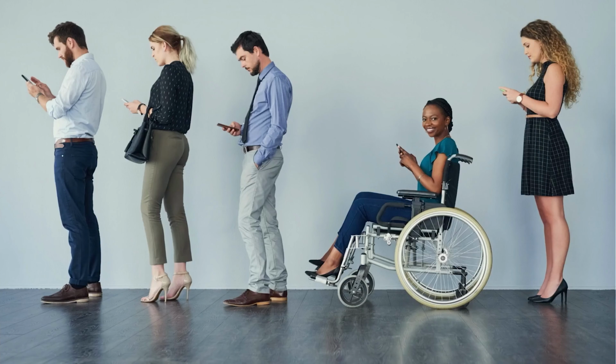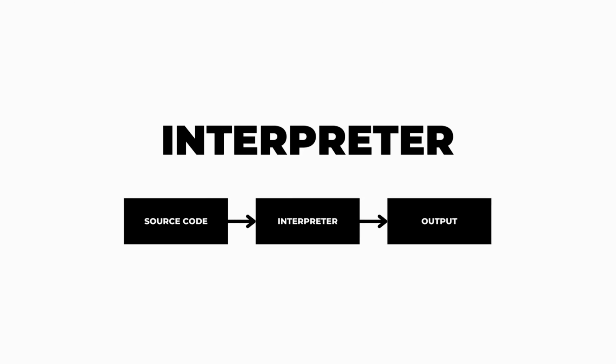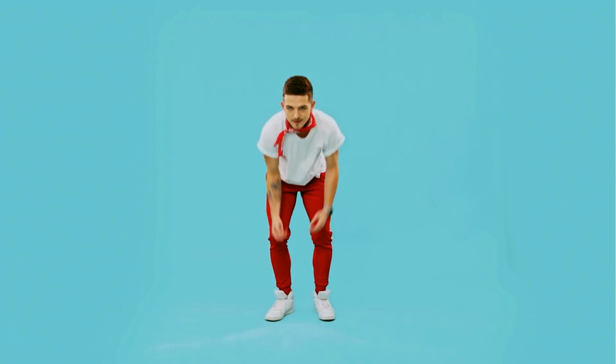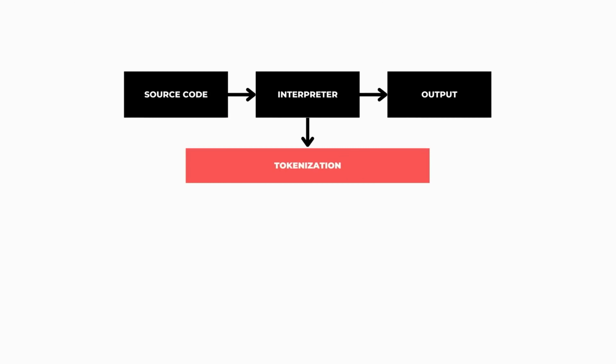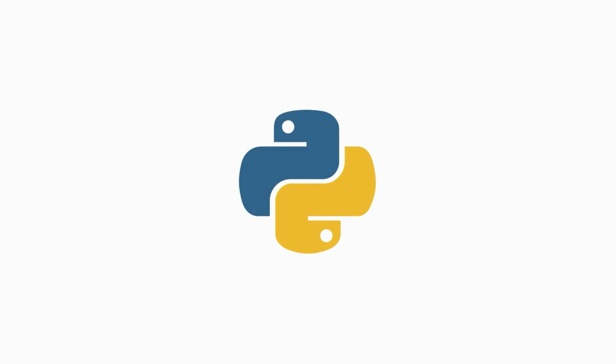An interpreter is a program that reads and executes code line by line. Unlike a compiler, which translates the entire program into machine code before execution, it interprets each line of code and executes it immediately. This makes the execution slower compared to compiled code, but it also allows for greater flexibility and dynamic behavior. The interpreter process involves multiple stages, including tokenization, parsing, interpretation, and execution. This process is more straightforward than the compilation process, as it does not involve code optimization and code generation. Some of the languages that use an interpreter are Python and JavaScript.